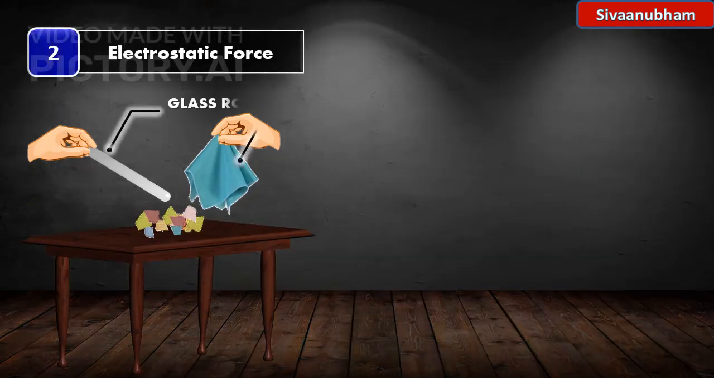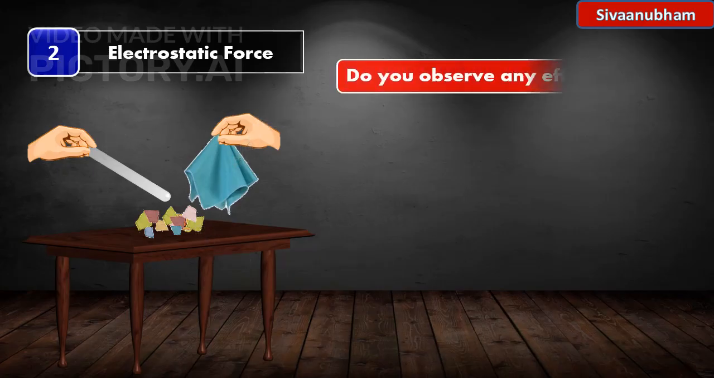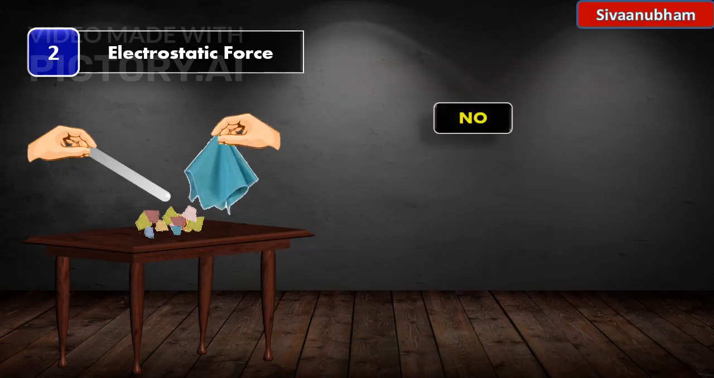Electrostatic force can cause attraction between objects, as demonstrated by rubbing a glass rod with a silk cloth. This interaction can lead to observable effects, such as bits of paper being attracted to the rod.